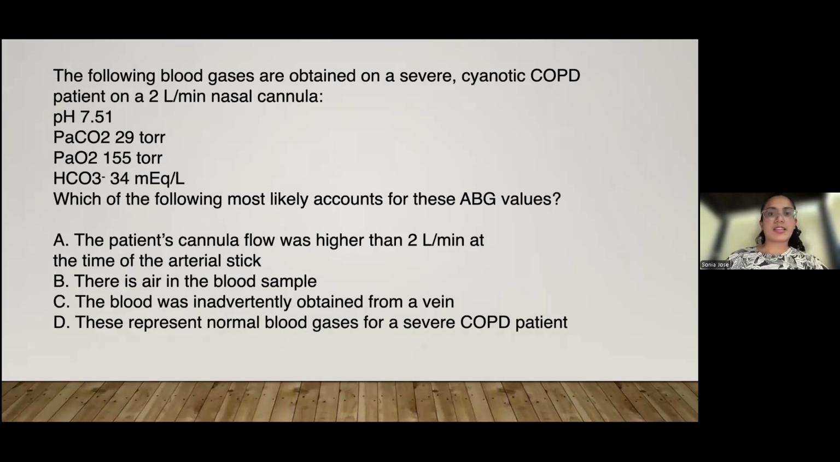So, the following blood gases are obtained on a severe cyanotic COPD patient on a 2 liter per minute nasal cannula. The pH is 7.51, PaCO2 29, PaO2 155, HCO3 is 35. Which of the following most likely accounts for these ABG values? Option A, the patient's nasal cannula flow was higher than 2 liter per minute at the time of the arterial stick. There is air in the blood sample. The blood was inadvertently obtained from a vein. These represent normal blood gases for severe COPD patients. Which do you think is the correct option?